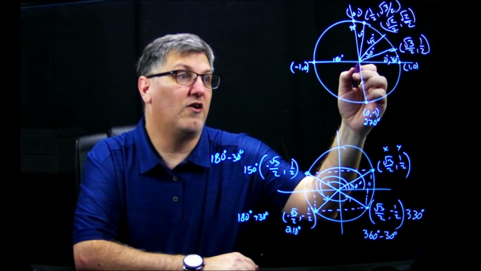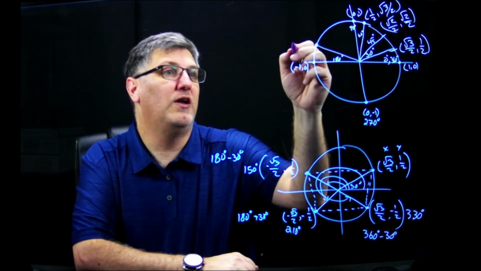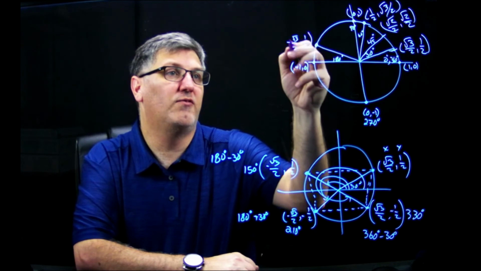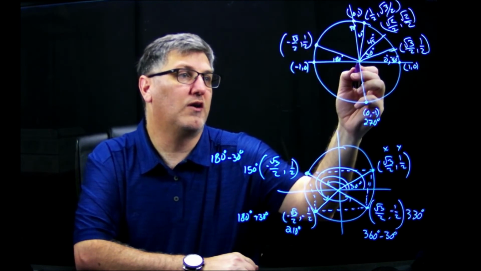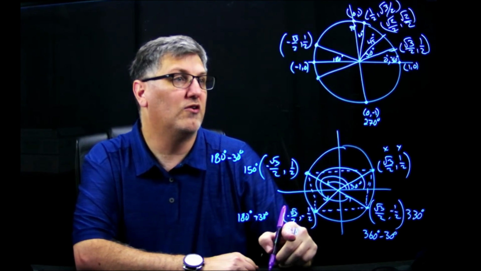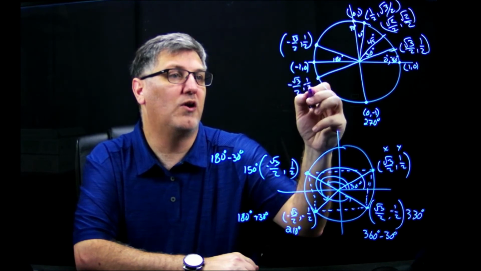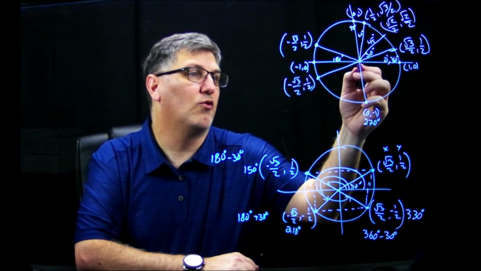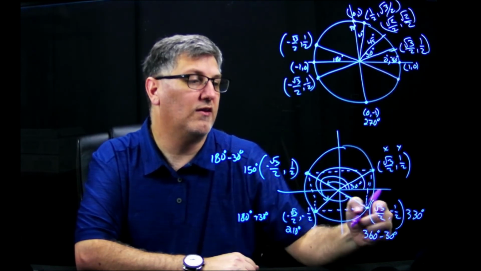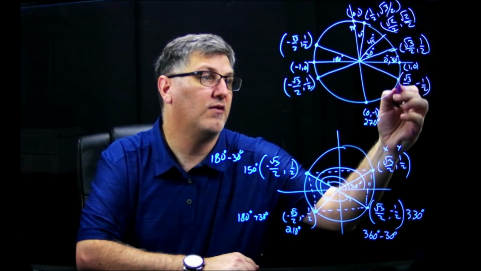I know 150 degrees is going to be over in here. So I know now this point is (negative square root of 3 over 2, 1/2). Coming straight through here, this point, which is now going to be my 210 degrees, is (negative square root of 3 over 2, negative 1/2). And then, of course, drawing this in, I know that at this point the angle is going to be (square root of 3 over 2, negative 1/2).